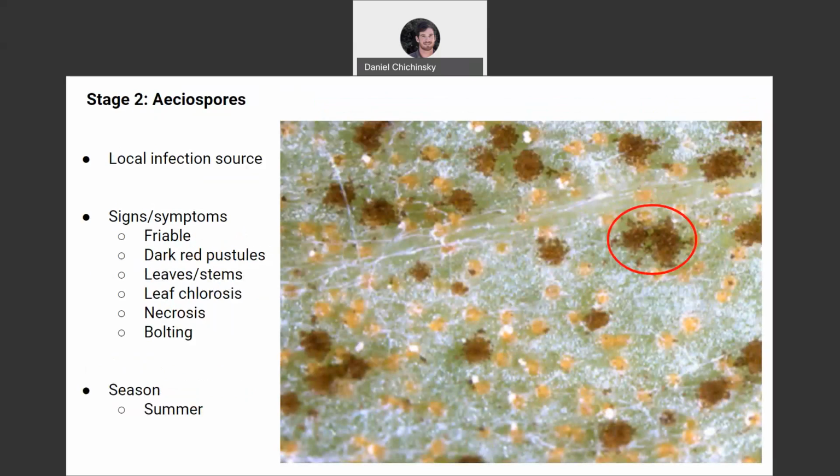Stage 2 is the aeciospore stage. This stage has the potential to cause localized infection in new hosts, but it cannot cause systemic infection where it grows into the rhizome. Signs and symptoms would include friable spores, meaning that these spores are easily removed from the leaves and stems. They have dark red pustules on the leaves and stems. We see leaf chlorosis, necrosis, as well as bolting. The season for aeciospores is early summer, depending on your climate.